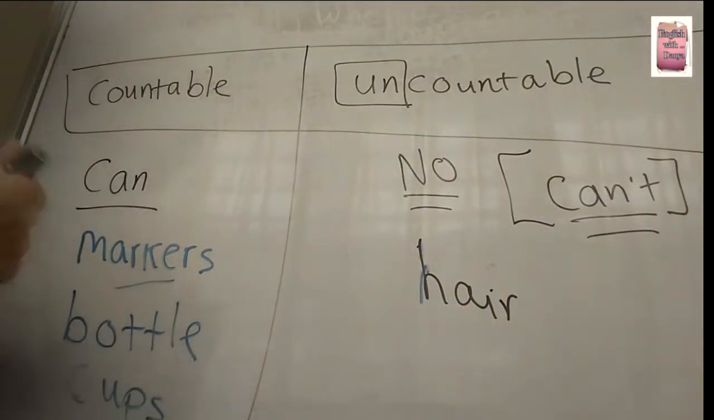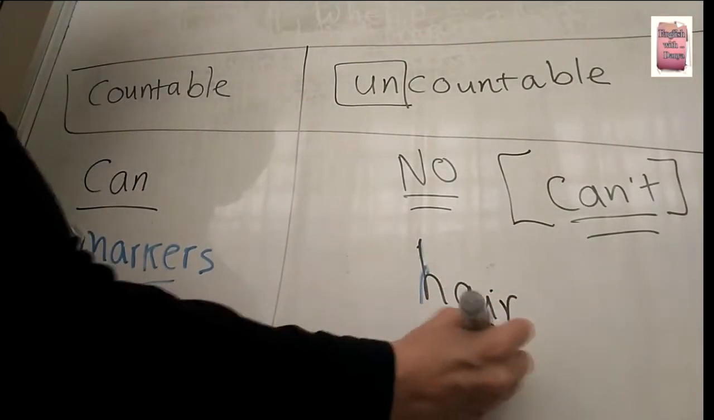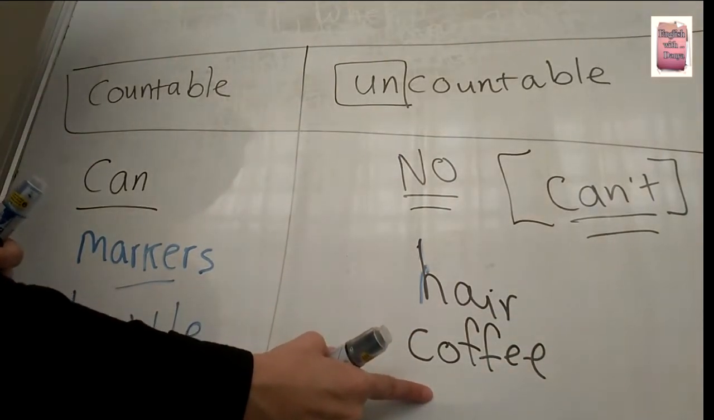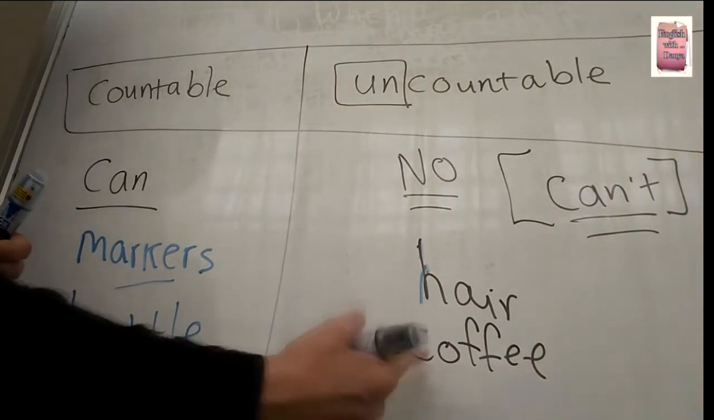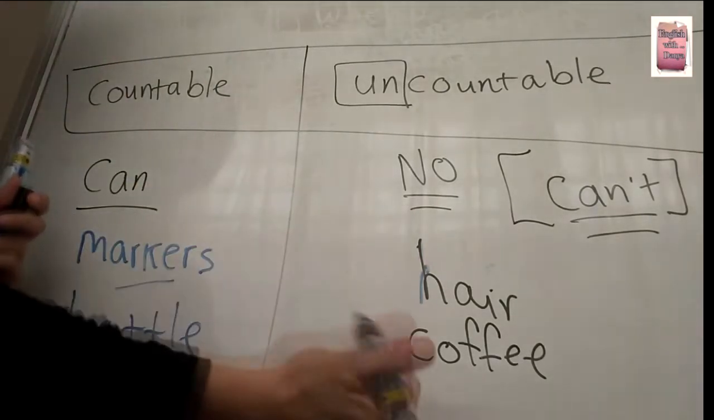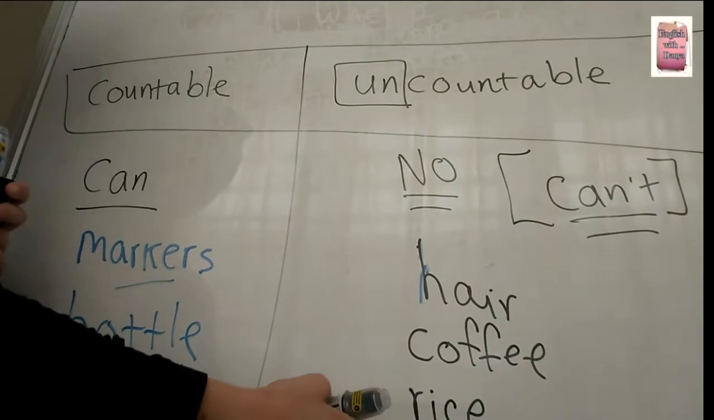The same thing, for example, coffee. Coffee is not countable. We can't say I want a coffee, but you can say I want a cup of coffee. And also we have rice. Rice is not countable.